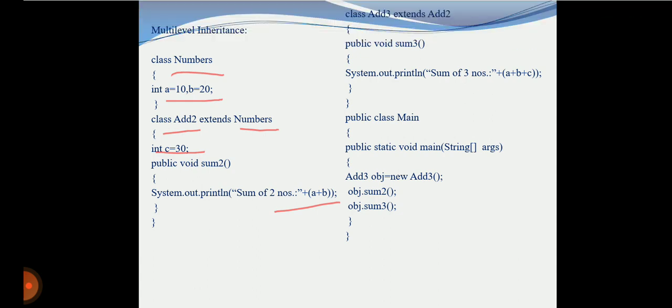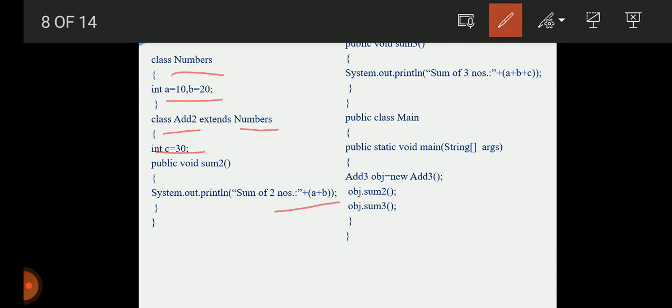Next we have another class, Add3, which extends Add2. In that we have the method sum, and here we perform the summation of A plus B plus C. The A and B data member values are available in the base class, and the C value is available in the derived class Add2. Now we are forming the summation of A plus B plus C.